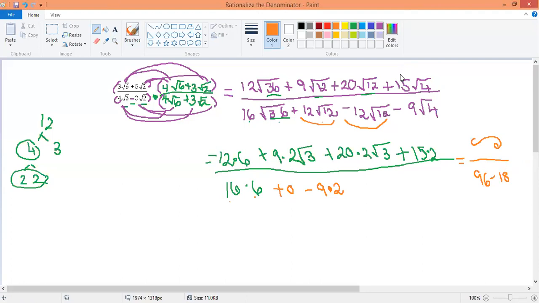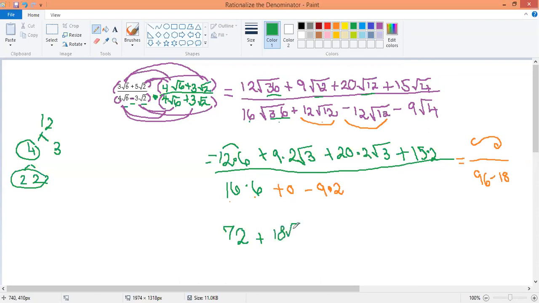You know what? Let's just finish working it out. All right, let's go ahead. 12 times 6 is 70. No, it's not. What's 12 times 6, y'all? 72. 12 times 6 is 72. Plus 9 times 2, which is 18.